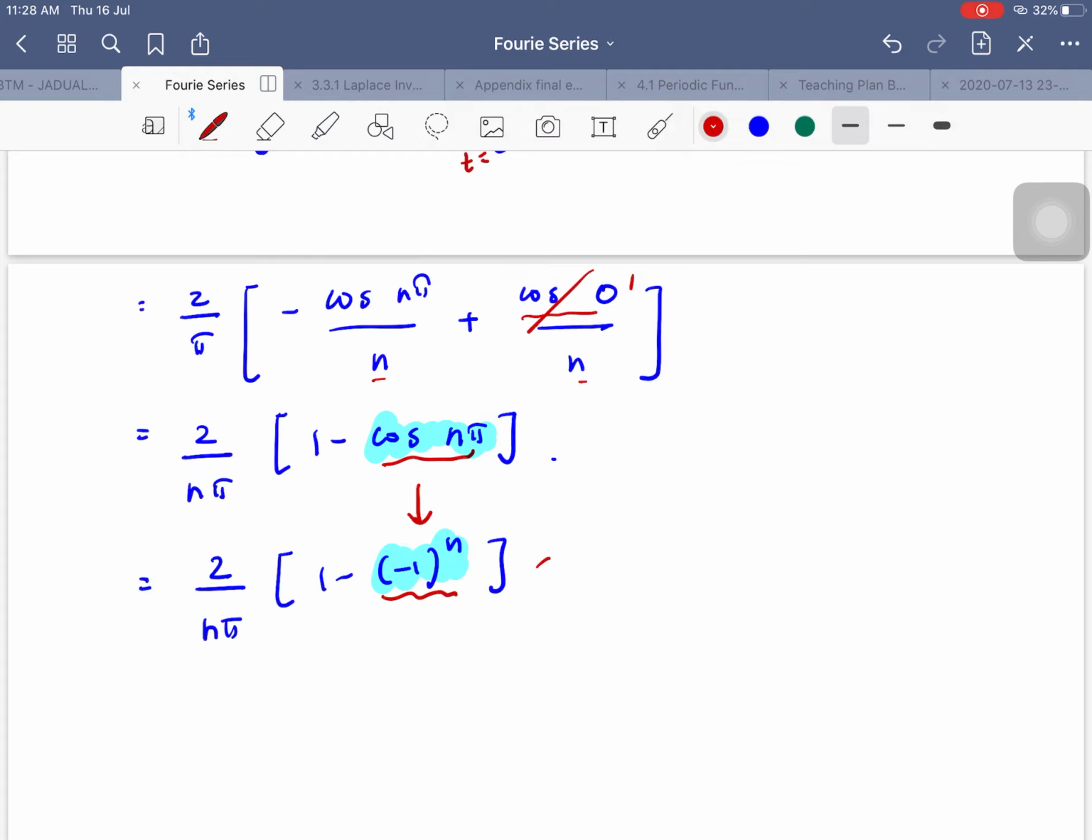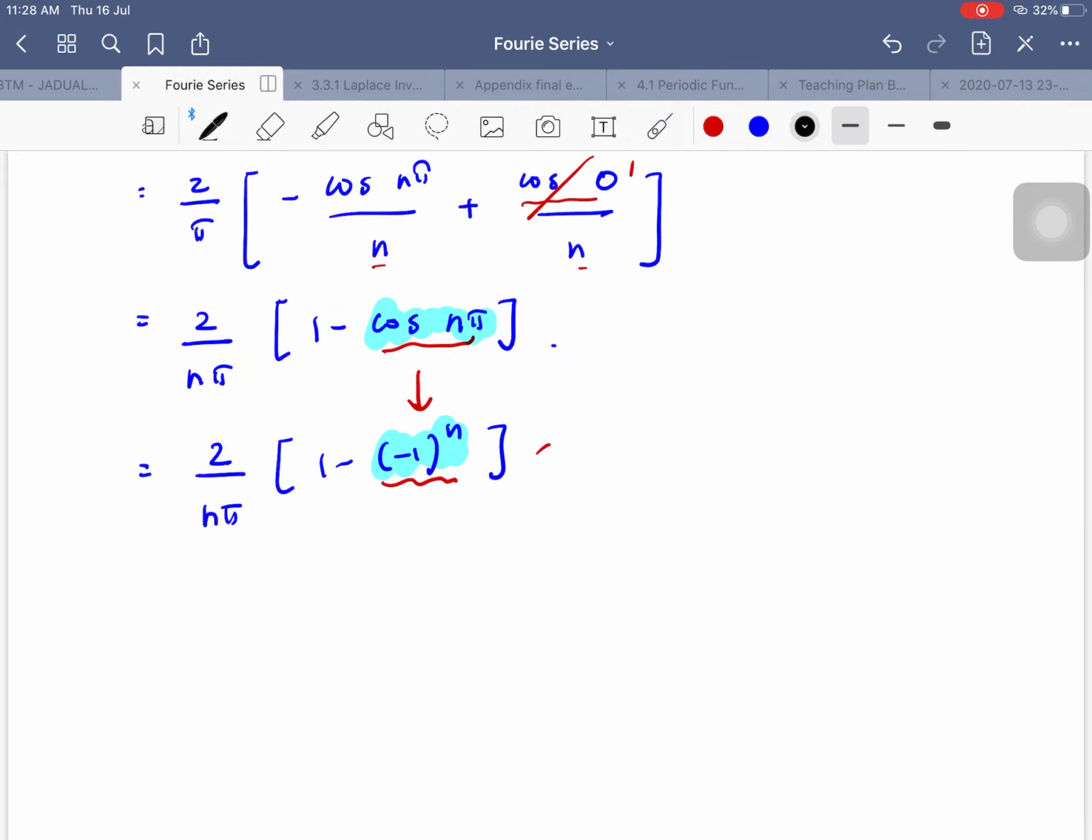Okay, so now I'm going to simplify this function right here. What do I mean by simplify? The thing about negative 1 to the power of n is that when n is an even number, meaning a multiple of 2, so negative 1 to the power of 2, negative 1 to the power of 4, negative 1 to the power of 6, and so on, negative 1 to the power of n is going to be 1. So it's going to be a positive 1.